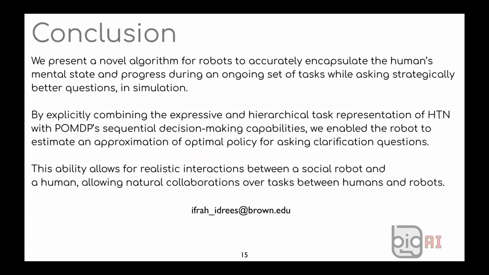So in conclusion, we present a novel algorithm for robots which can accurately encapsulate the human's mental state and progress during an ongoing set of tasks while strategically asking better questions in simulation. We combine hierarchical task representation with POMDP sequential decision making. And this is just one step toward allowing realistic interactions between social robots and humans, allowing for natural collaborations over tasks.